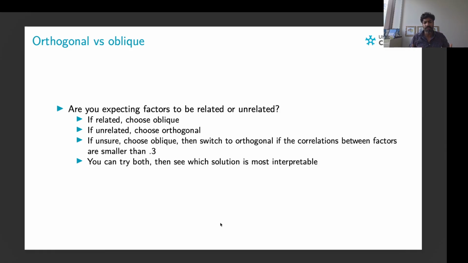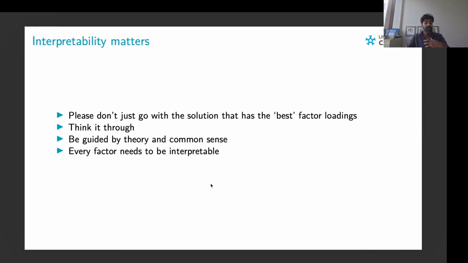So assume that they're related, and if you find their factors are not really correlated with each other, which you can just do in a correlation table, then you can switch back. So you can try both and just see which solution is most interpretable. Now, interpretability matters, and hopefully that's the driving point, but please don't just go with the solution that has the best factor loadings. You want to think it through.